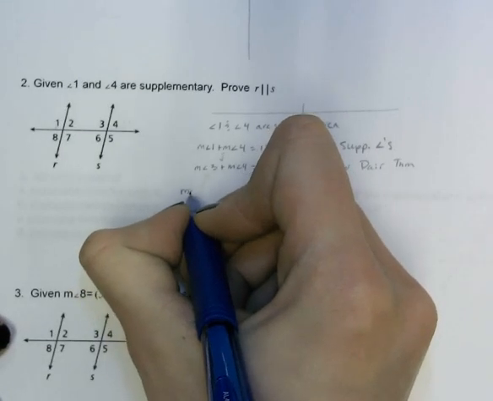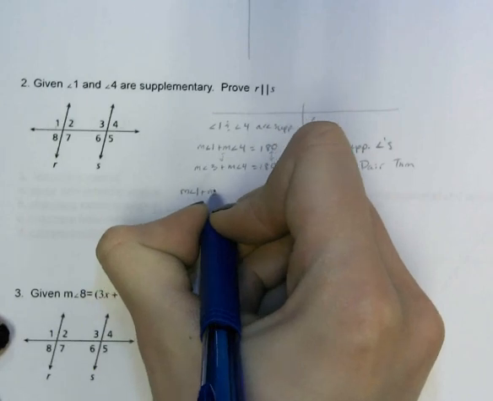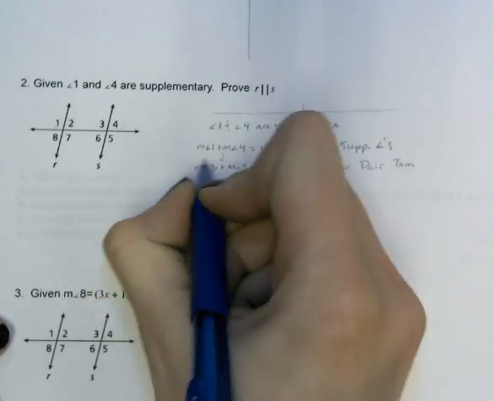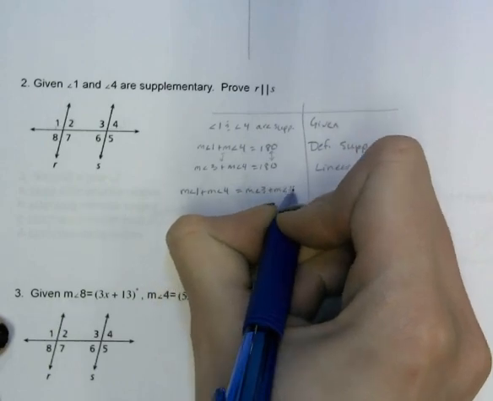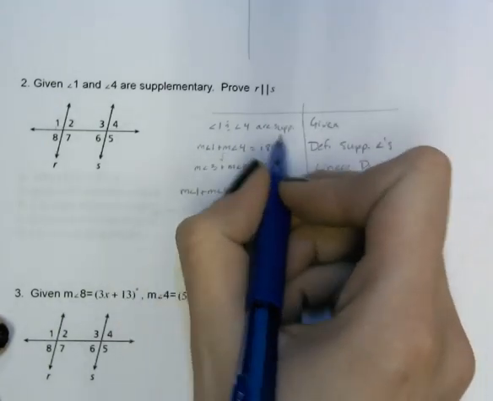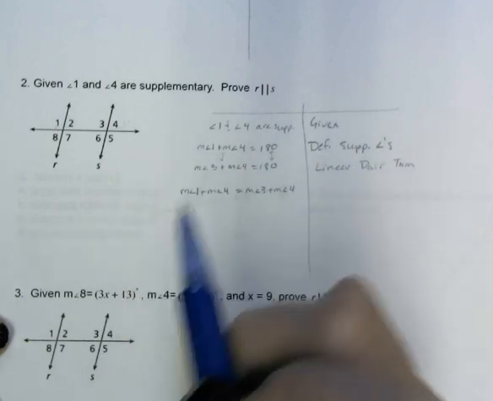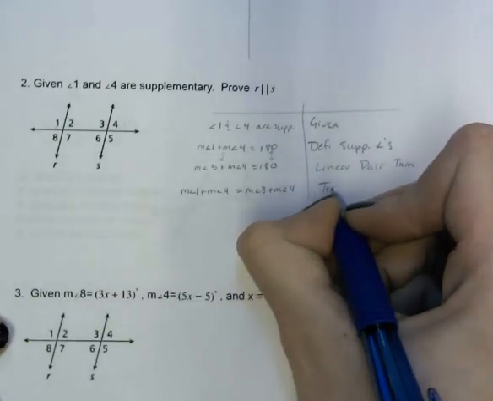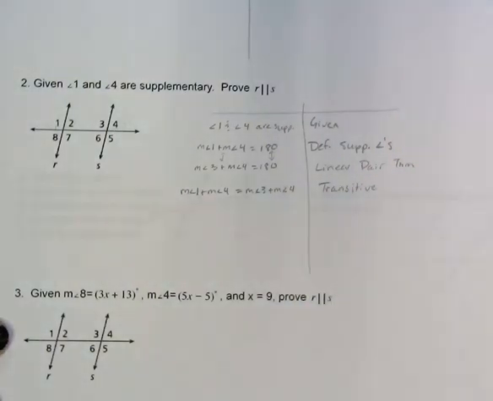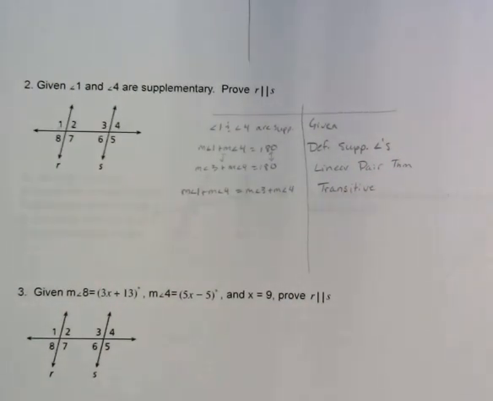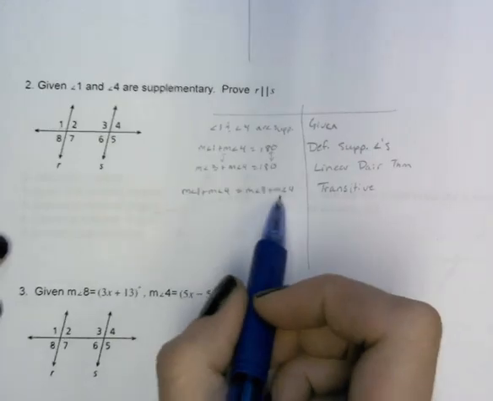So I've got the measure of angle 1 plus the measure of angle 4 has to equal the measure of angle 3 plus the measure of angle 4. So I have those 3 parts, 180, and then these 2 equations. Anytime I have 3 parts that are all equal to each other, that's the transitive property. Okay, so now, notice I've got angle 4 on both sides.